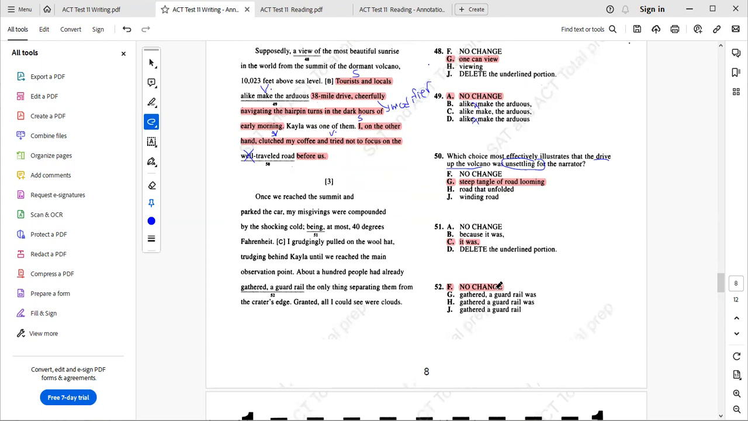51 is wrong. He said, once we reach the summit and park the car, okay, my misgivings were compounded, subject verb, by the shocking cold. Why is all of this underlined? So let's take it part by part.